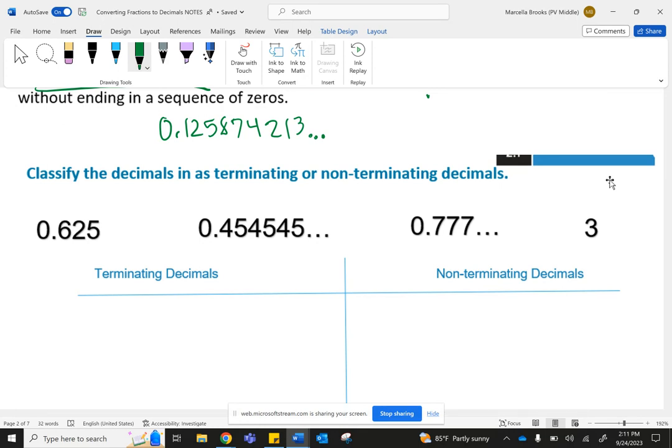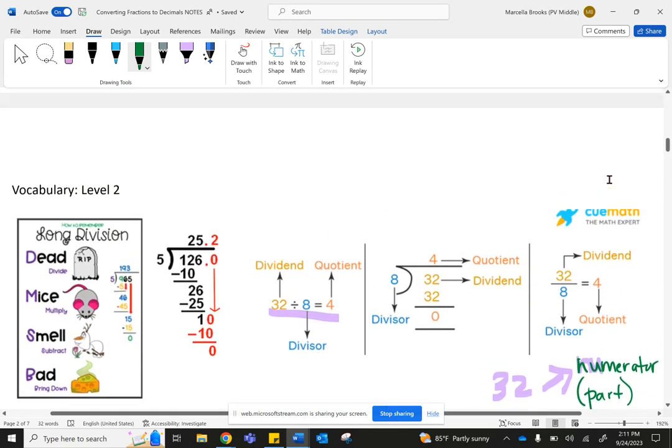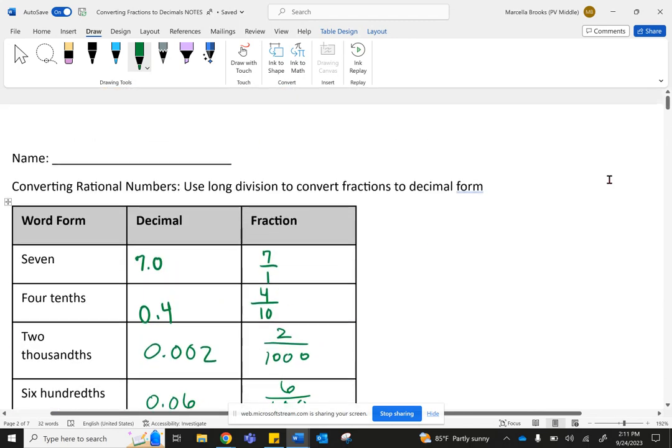Once you're done with that, you are going to move on to the quizzes, and you're going to take it until you get 100%. It's all over the vocab on these 2 pages. All right, good luck.